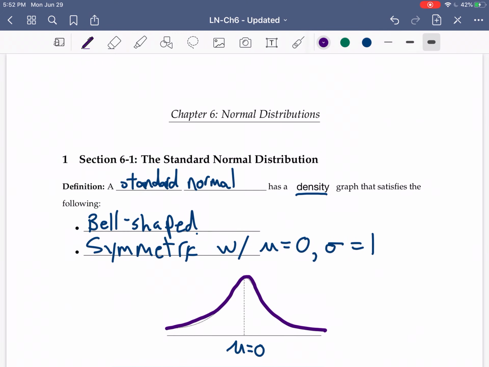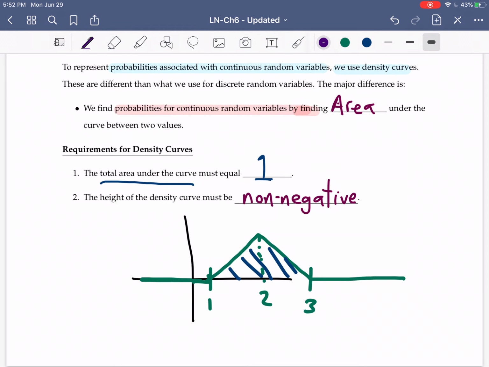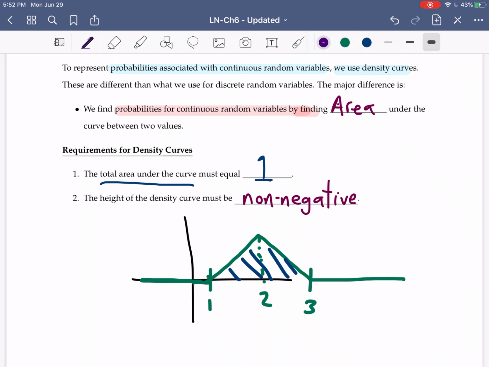Next time we are going to look at a particular kind of density curve that is called a uniform distribution.